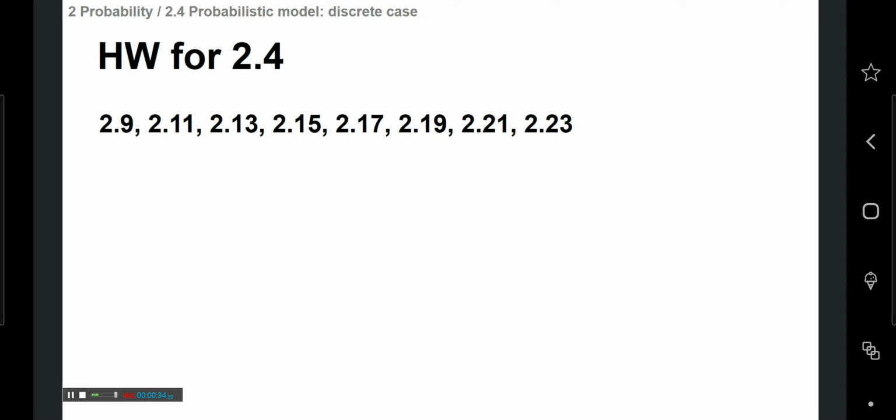So far we have learned set theory, and then we learned about probabilities, how to assign probability to those sets.